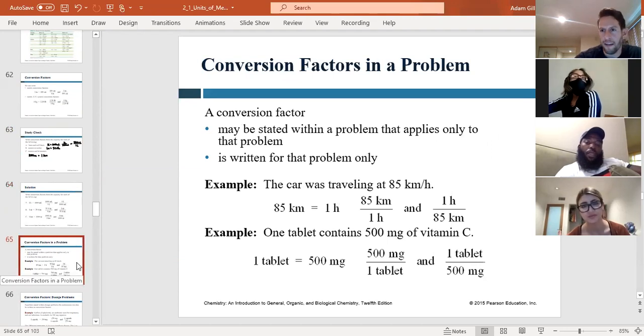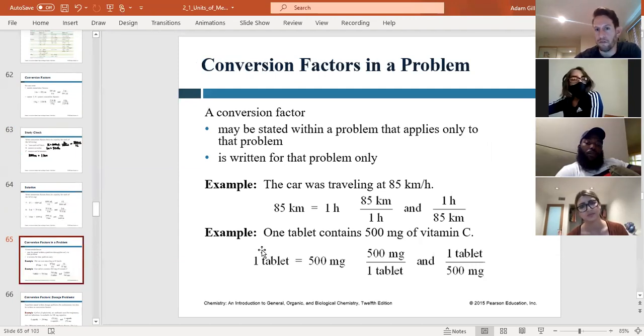So the reason why we mention these conversion factors is, what if you want to convert from one unit to another?